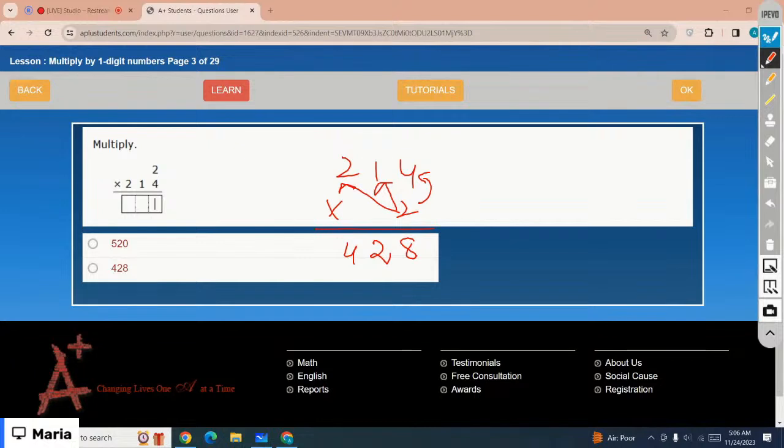Do you have any question? Write your name in the chat box. I want to see you. 428 it is. How? 2 times 2 is 4, isn't it? 428 it is. And what is your name? That is 428.